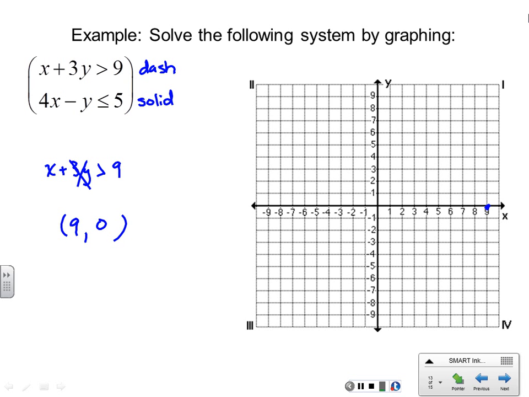Well, if I wanted to find the y-intercept, I'm going to take out the x, which means x is 0. And I would solve for y, and I'm going to get y is equal to 3. And so your y-intercept is going to be a point on the y-axis. And we said that this line was dashed, so what you're going to do is you're going to draw a dashed line.